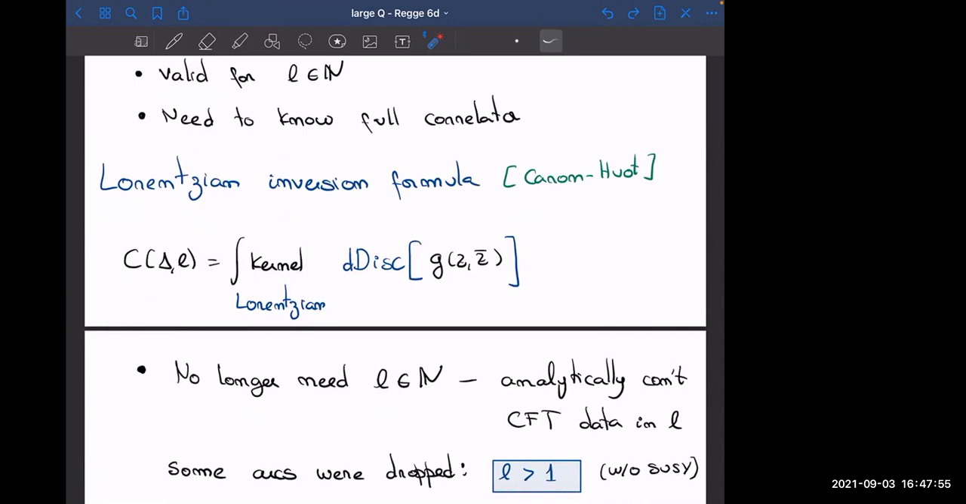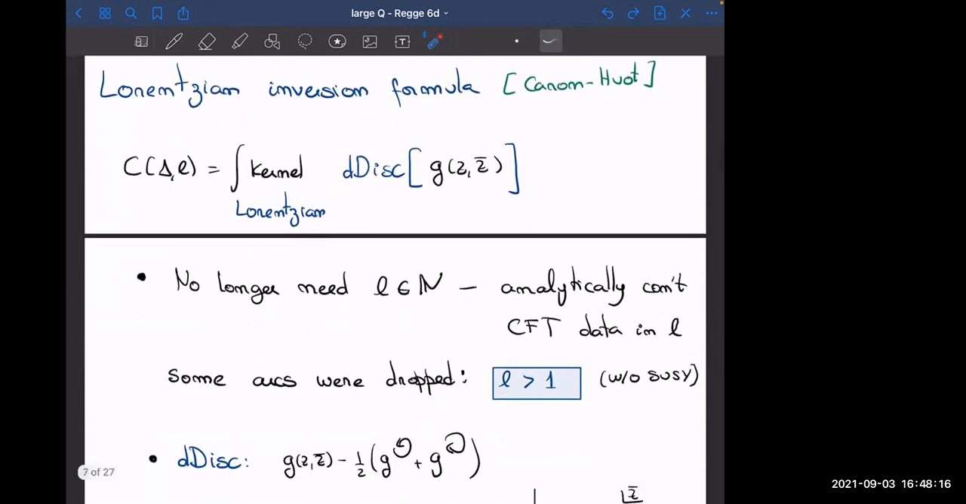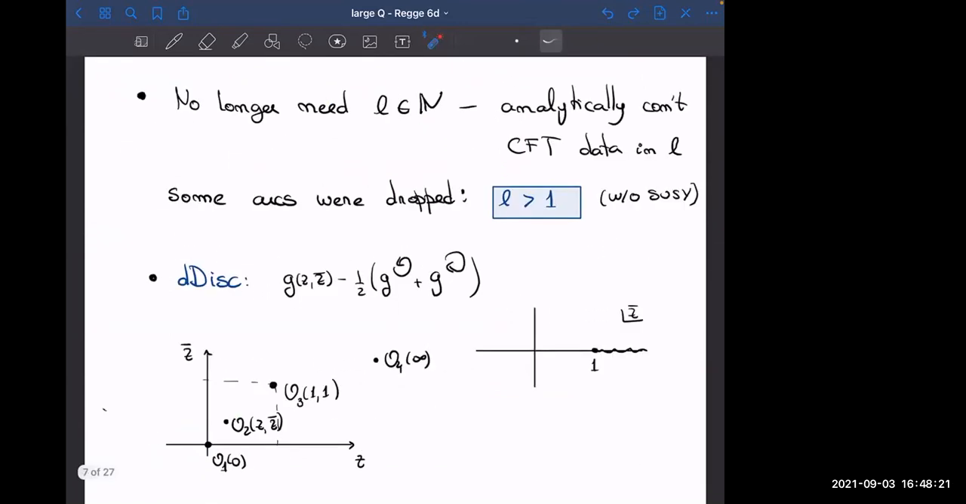You need that the correlator goes to 0 fast enough in the region where you drop the arcs, and you're guaranteed to have that in a generic CFT if this happens. If you have SUSY, then the correlator behaves nicer, and then you can have analyticity down to lower spin. And this ingredient that I introduced here, this double discontinuity, is what I will now define.